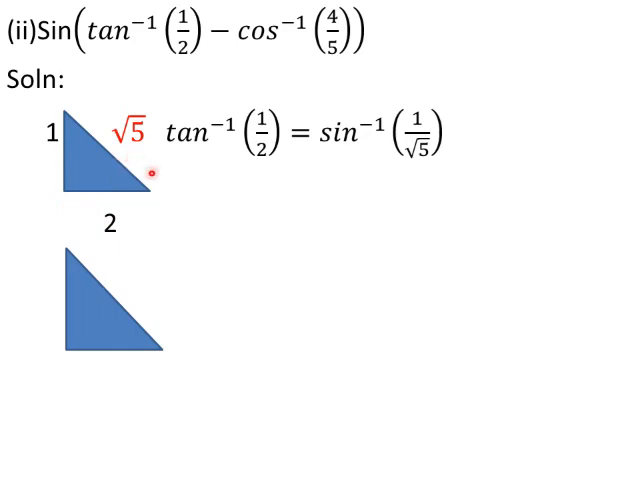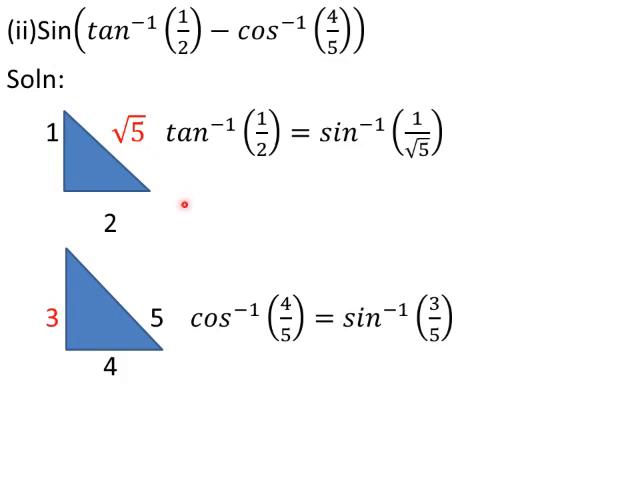So root 5 you will get. Now we want to convert this tan inverse into sin inverse, because outside we have sin, isn't it? So inside, the terms we have, we have to convert to sin inverse. So sin inverse of, sin means opposite side by hypotenuse. So 1 divided by root 5 you will get.